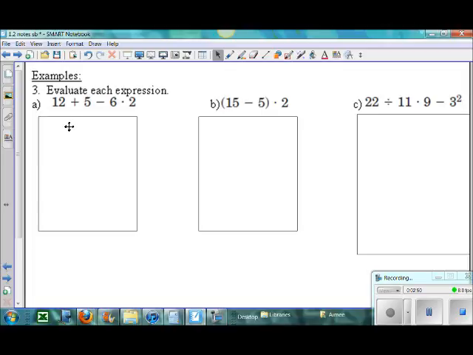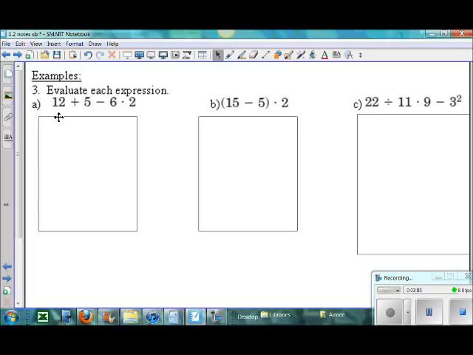Our first problem is 12 plus 5 minus 6 times 2. According to the order of operations, which I should state other than just showing you in the chart, we do grouping symbols first. Second step is exponents. Third step is to multiply and divide from left to right. And our fourth step is to add and subtract from left to right.